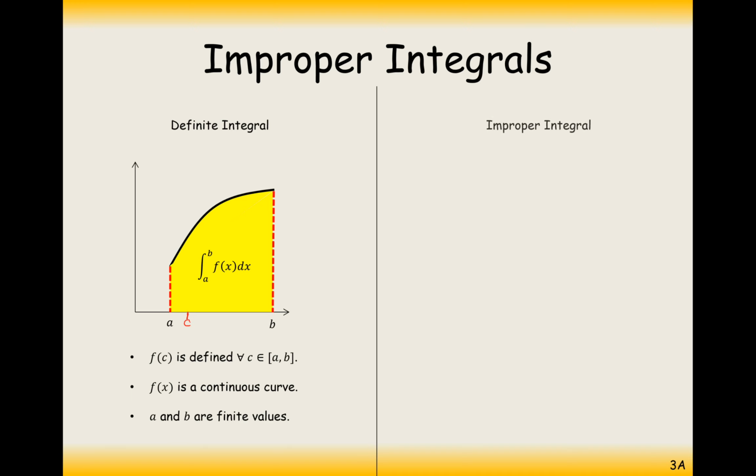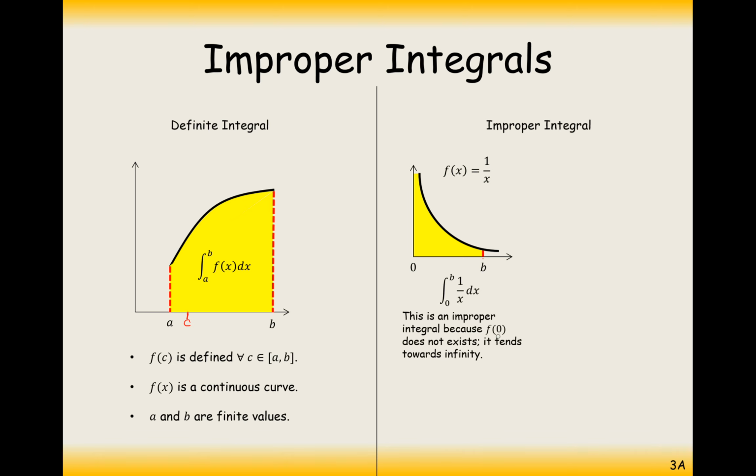So what would define an improper integral then? Well, let me show you an example of one. Let's take the 1 over x curve and find the area between 0 and b. Now, why would that be an improper integral? Well, it'd be an improper integral because f of 0 does not exist. It tends towards infinity, so I can't find what f of 0 is. It's a bit like the first feature of the definite integral, in the case that there is a value for c, and that value is 0, where f of c is not defined. f of 0 is not defined here, so that makes it an improper integral.